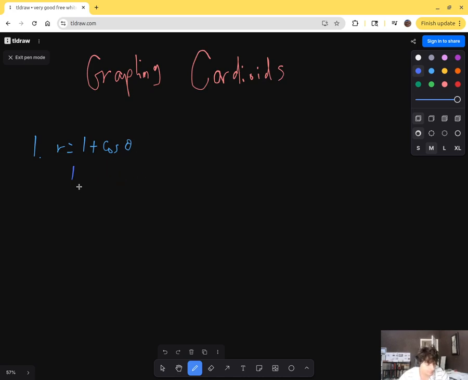Okay. So let's find the zeros. This is like the pole. So let's set r equal to 0 and see if the graph touches the origin, see if it's possible. So we have 1 plus cosine of theta equals 0. Cosine of theta equals negative 1. So that means theta equals pi.